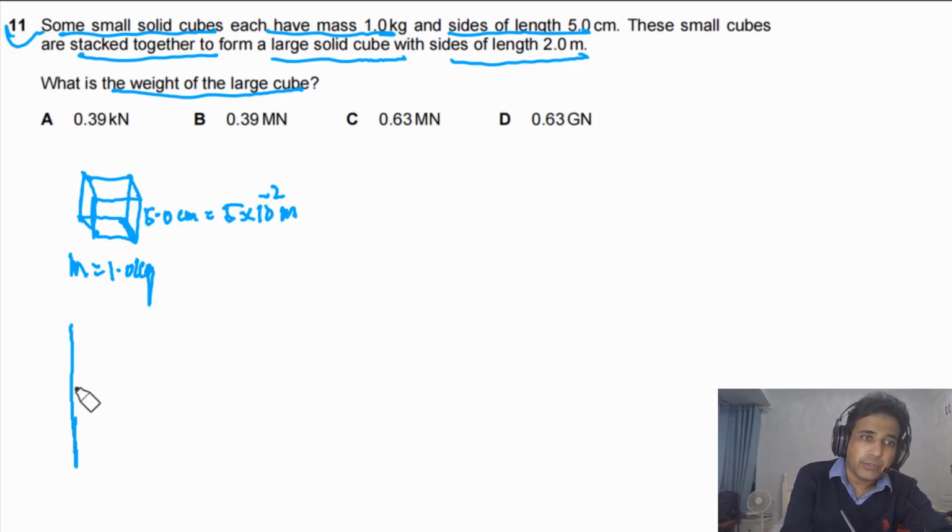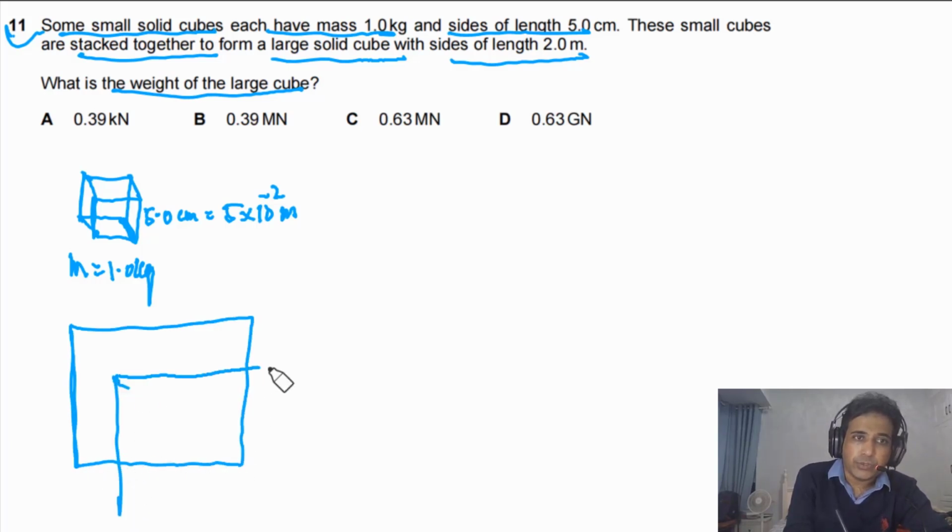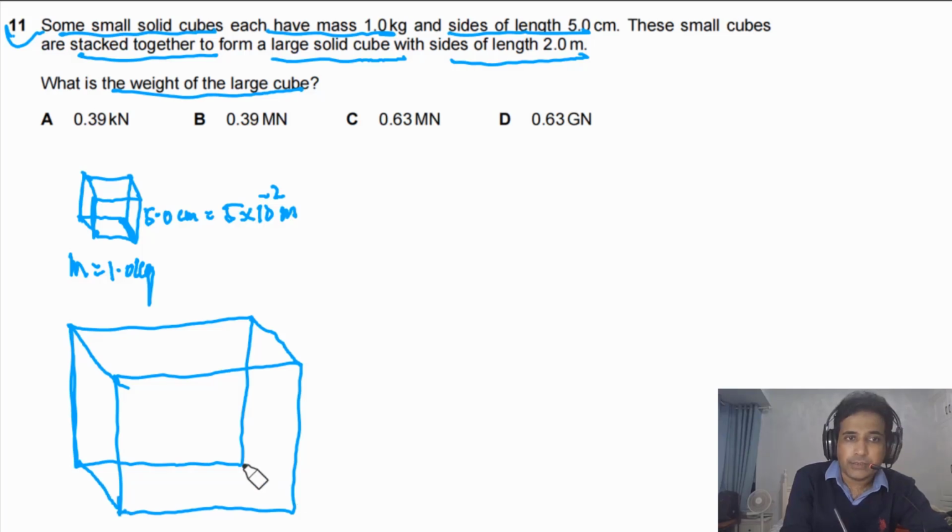And we can also imagine we have one large cube. This one is the large cube, and each side of this one, let's say L, is equal to 2.0 meters. And we need to calculate what is the weight of this one.